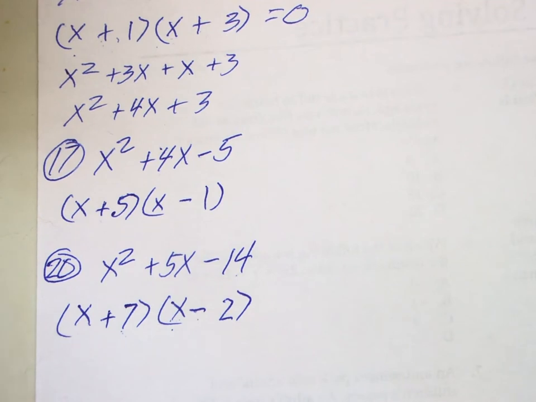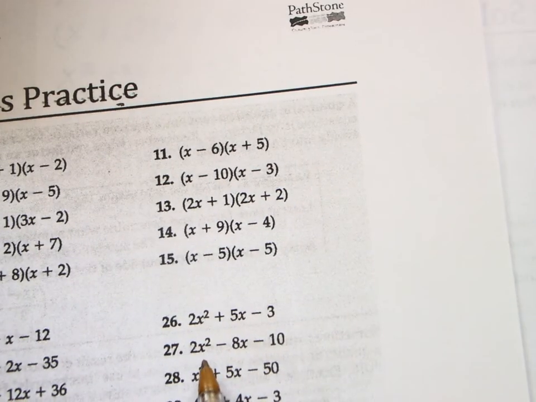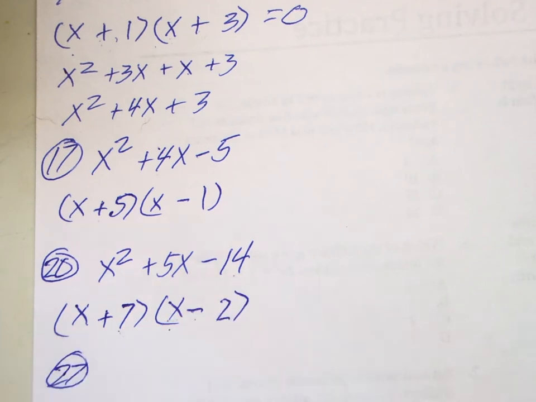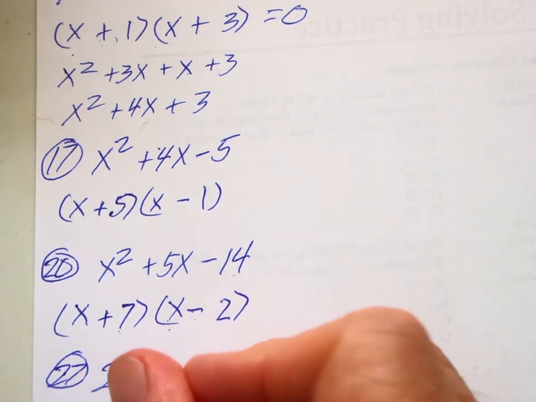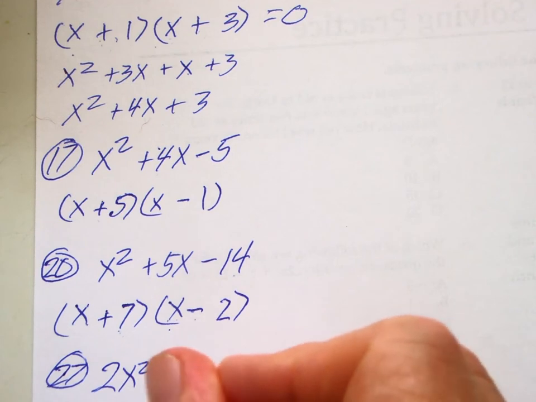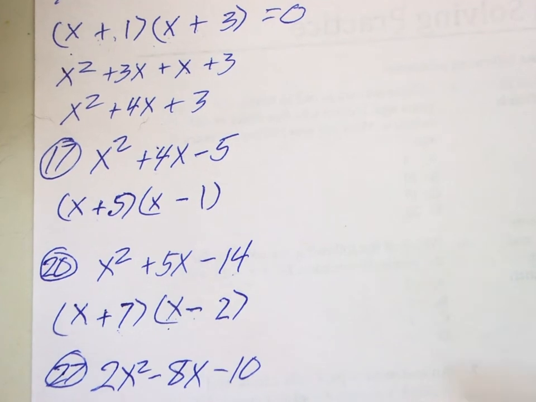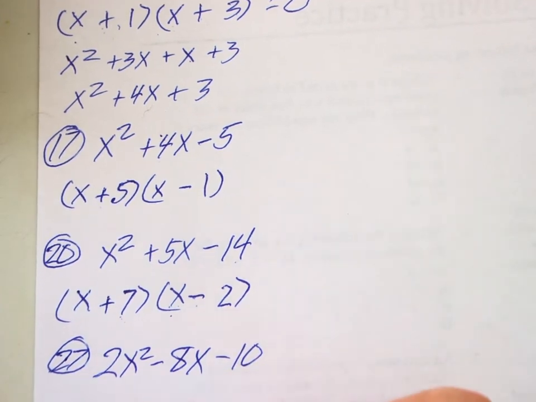Okay, I'm going to jump to one a little different because I want to show you what happens when it's not just x squared. I'm going to jump to number 27. 27 says 2x squared minus 8x minus 10. Now this is a little different because we have 2x squared. So that means when I set them up, guess what? One of them has to be 2x, and the other one's just x. Because when I multiply those together, I'm going to get 2x squared.